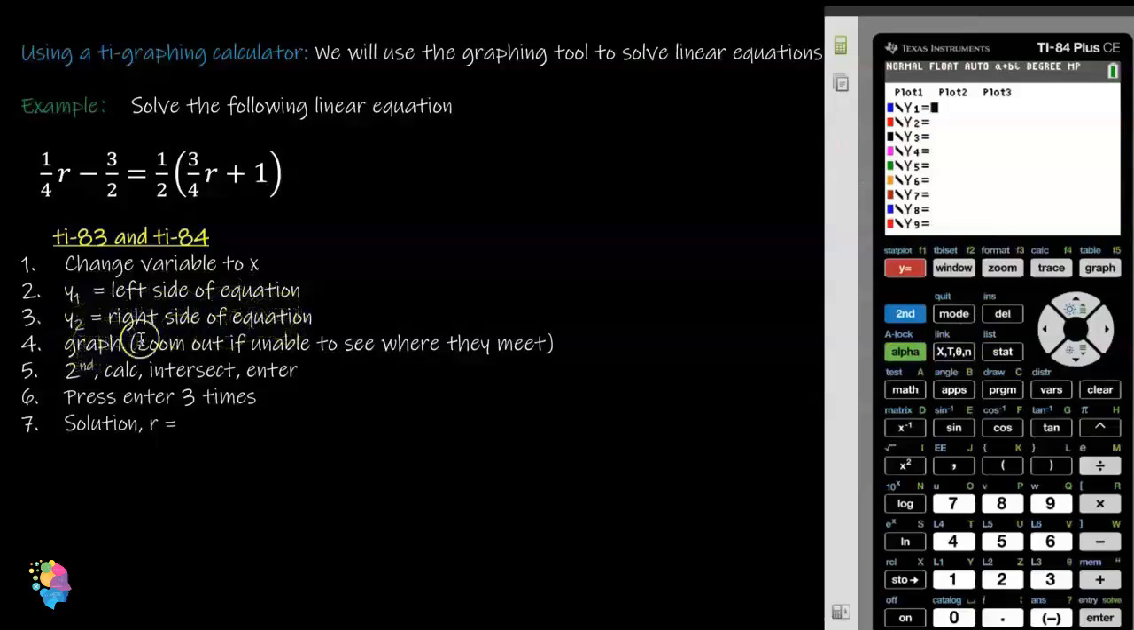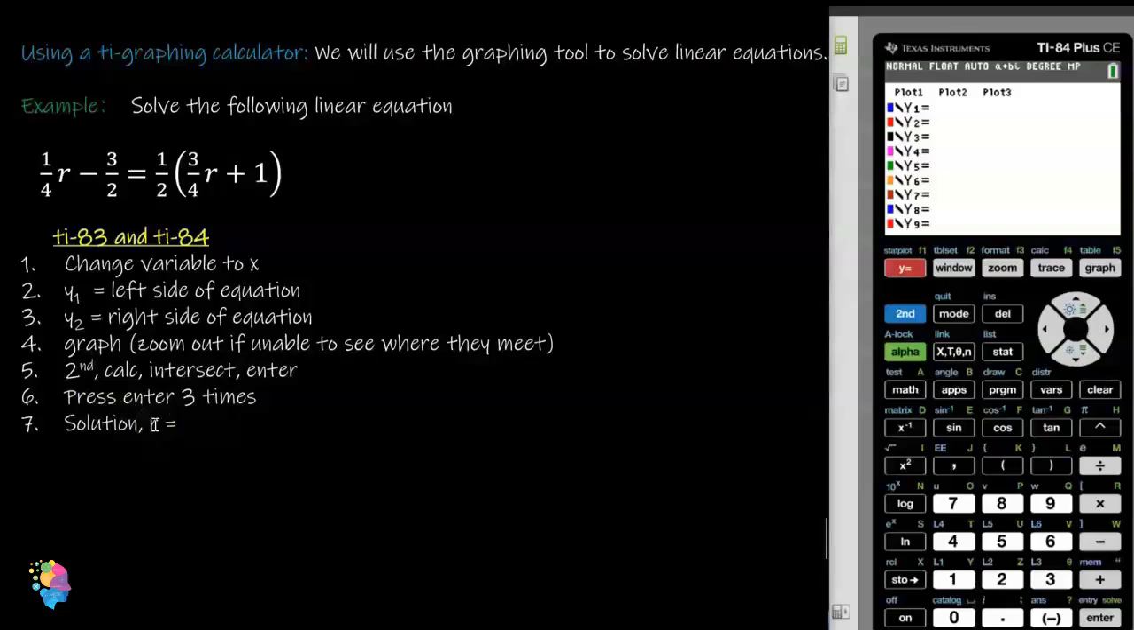Then I'm going to have to graph and use zoom out if I'm unable to see where they meet. Then second calc, intersect, enter, press enter 3 times, and then my solution will magically appear. So let's see if we can figure it out.